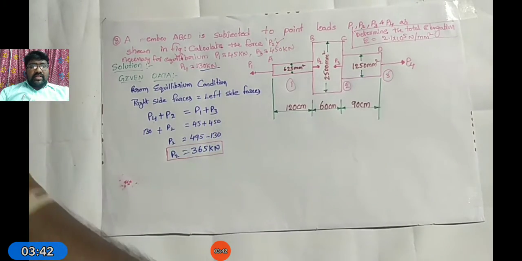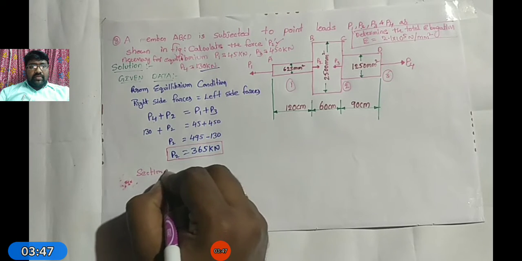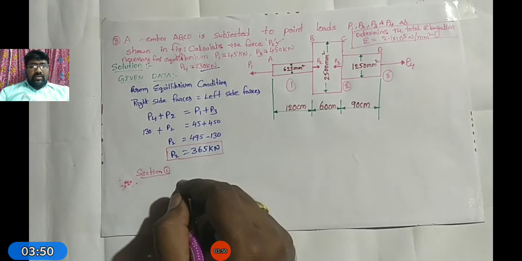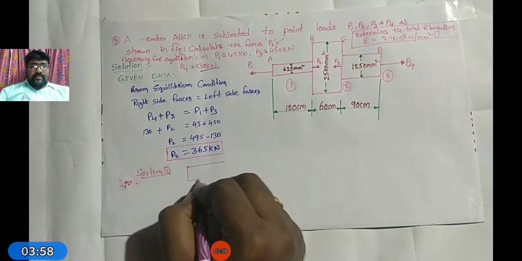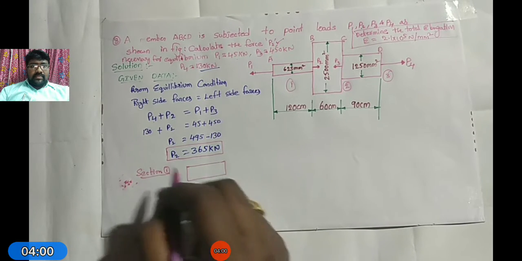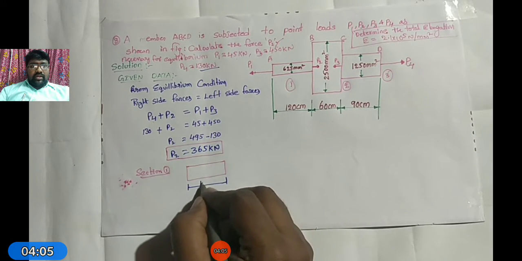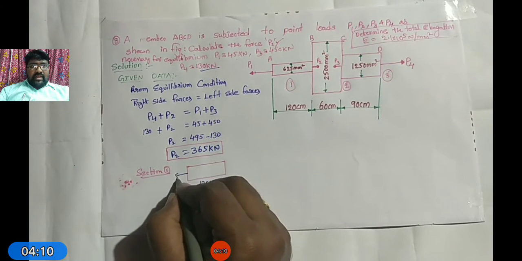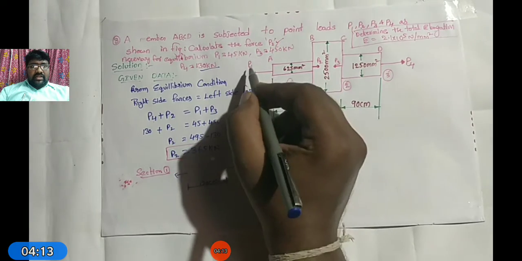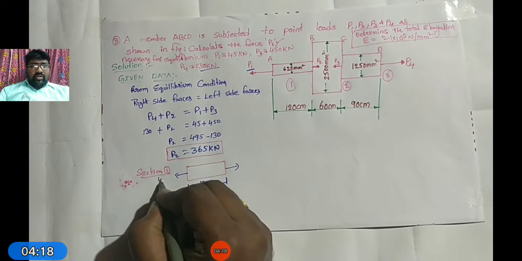Next, consider the individual sections. First, section 1, that is AB. Draw the section AB. Next, resolve the forces. The length of the section is 120 centimeters. Left side acting 1 force and right side having 3 forces. Left side only P1. P1 is 45 kilonewtons.